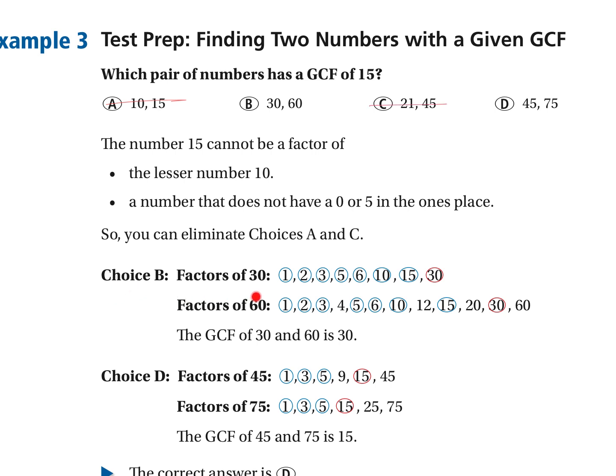Choice B, factors of 30, here they are. Factors of 60, here they are. The GCF of 30 and 60 is 30. So B is out, and it has to be D. It's just walking you through, and you'll have this in your book to help you, and you can reference it whenever you get to this part in your practice.